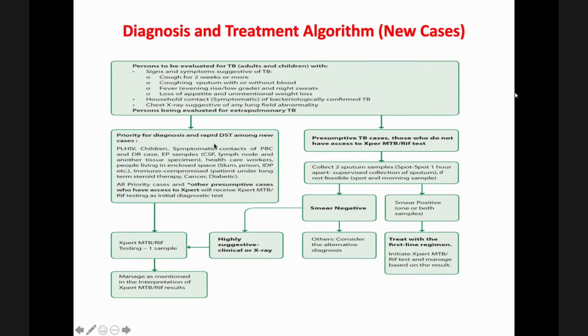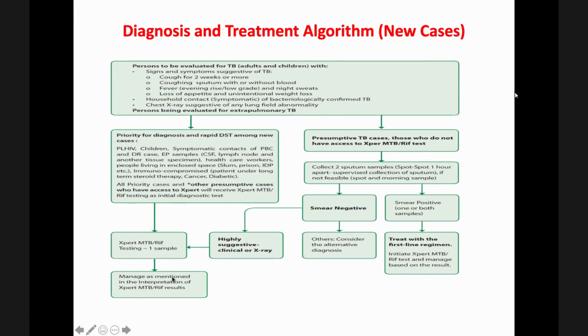The priority for diagnosis and rapid drug sensitivity test among new cases is people living with HIV/AIDS, since HIV and TB co-infection is very common, children, symptomatic contacts of bacteriologically confirmed and DR cases, and extrapulmonary samples like CSF, lymph node, and other tissue specimens, healthcare workers, people living in enclosed spaces like slums, prisons and dormitories, and immunocompromised patients under long-term steroid therapy, cancer, diabetes.